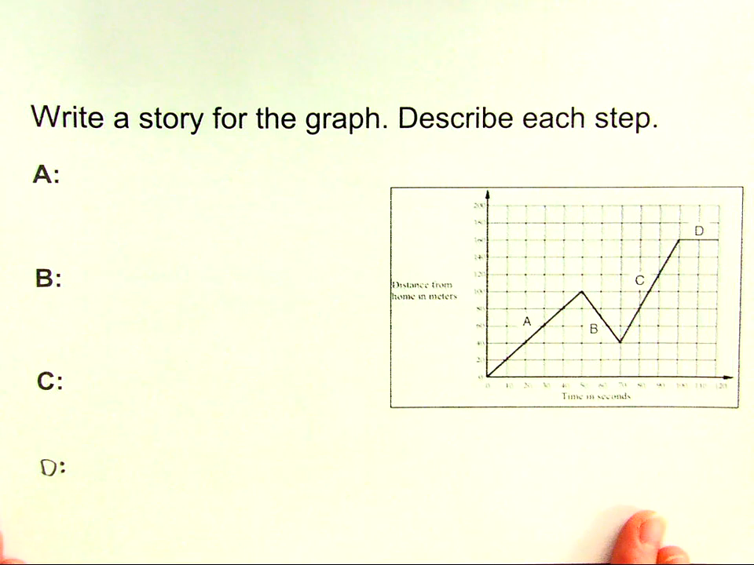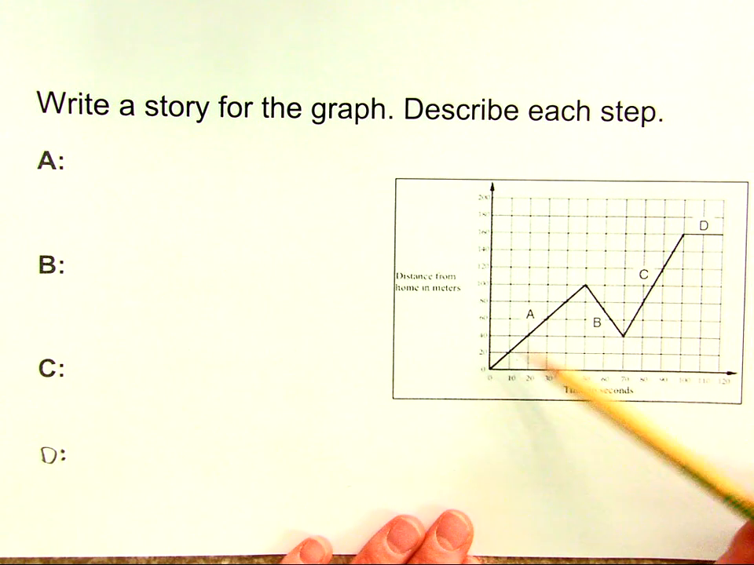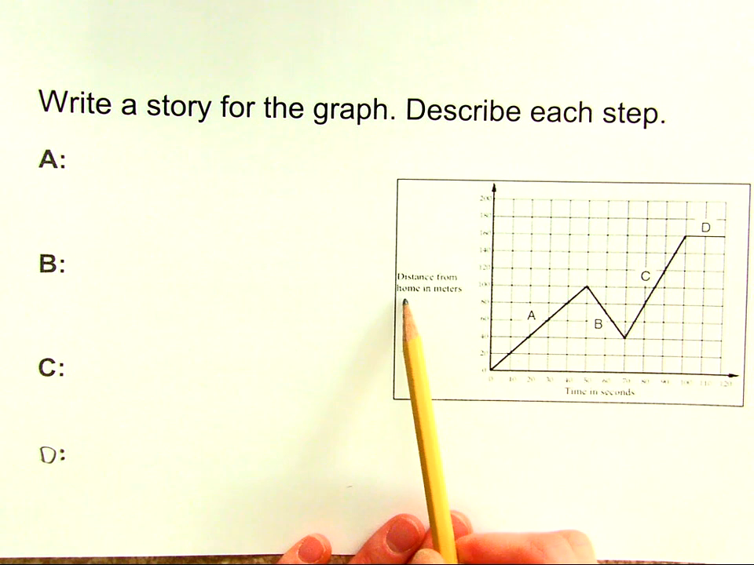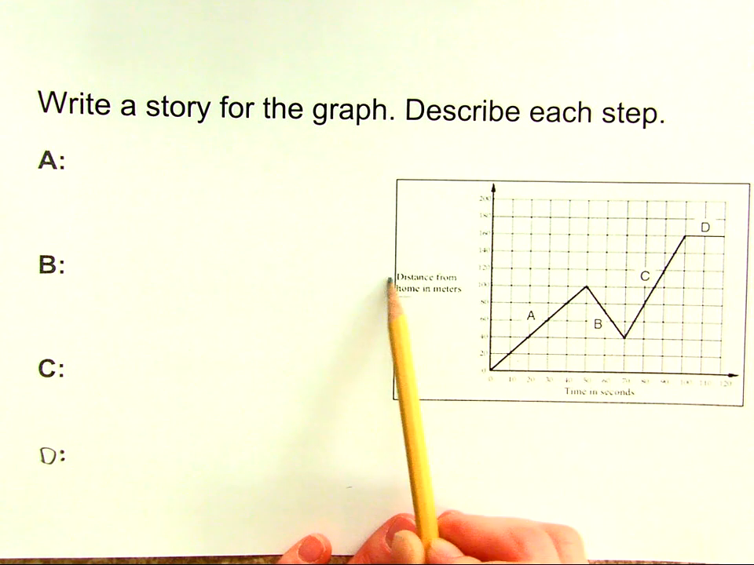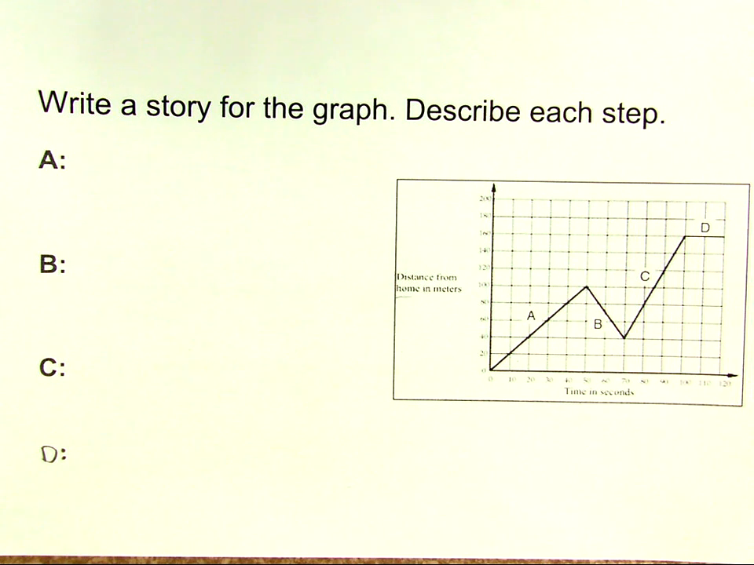So let's try another one. Notice now our graph has 4 parts. We've got A, B, C, and D. We're talking about distance from home. So we changed from speed to distance, so those graphs are a little different, over time. So pause the video and try to write me a story.